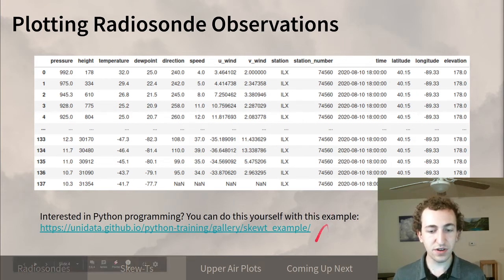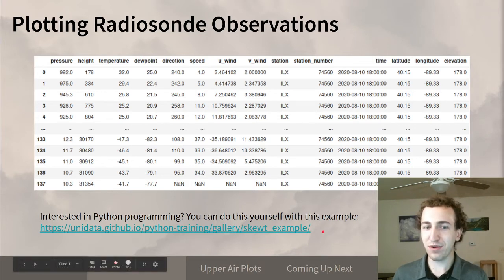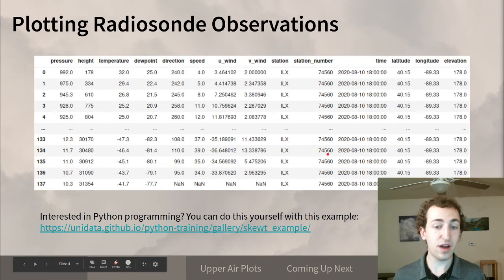And just a quick little note, not all required, but if you're interested in Python programming, I am. The examples that are going to be following are all Python plots. And you can figure out how to do these kind of Skew-T diagrams and plot real radiosonde observations following this example right here, this link.